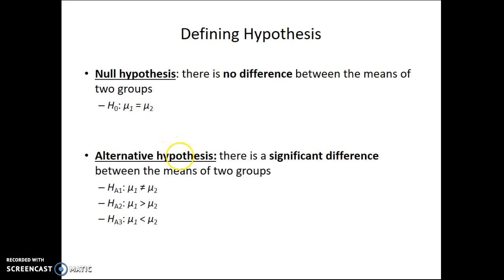Our alternative hypothesis, however, might be kind of what we expect to happen or expect to find. So here we're saying that, hey, yes, there is a significant difference between the means of two or more groups. So there's a couple ways we can portray that. We can simply say our first alternative hypothesis is simply that the means are not equal to one another. We could also hypothesize that the mean of population 1 is greater than that of 2, or vice versa, the mean of population 1 is less than the mean of population 2.